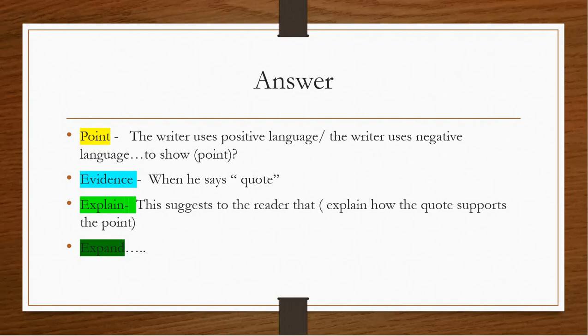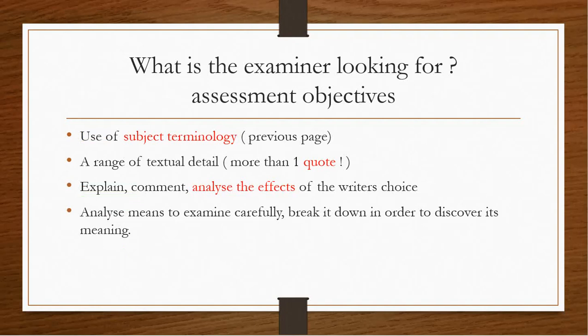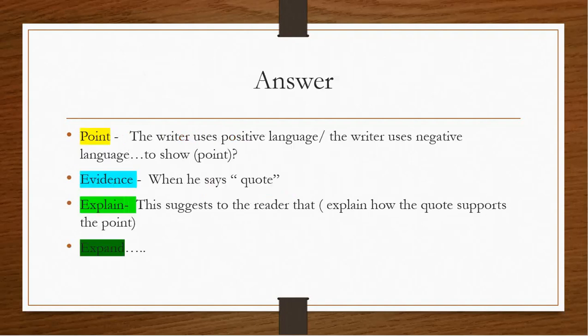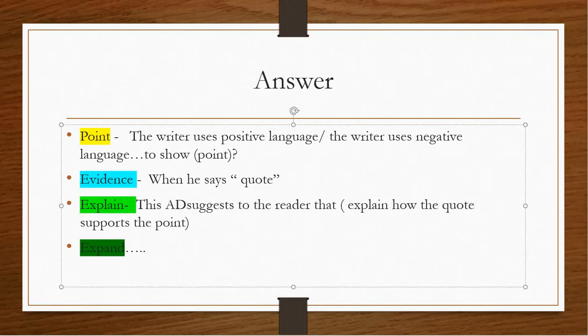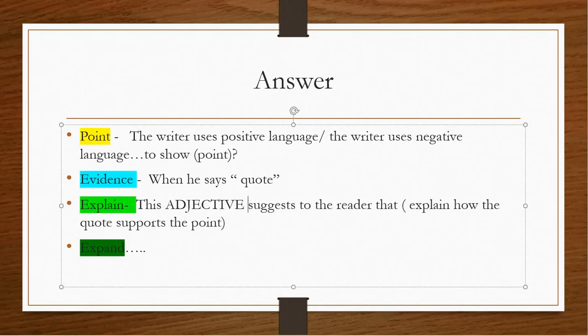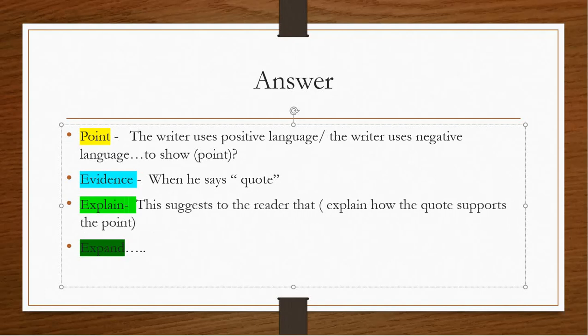This suggests to the reader that. So we are looking at what the examiners are looking for: the assessment objectives, subject terminology, a quote, analysis. Point, evidence, explain. So in our explain, this suggests to the reader, where it says suggests, we can add this adjective suggests, this metaphor suggests, this simile suggests, and then expand. If we can do a point, evidence, explain question, you are doing enough to gain the 4 out of 8 marks. If we want to go higher, we need to think about how we analyse in our explain, but we also need to expand.